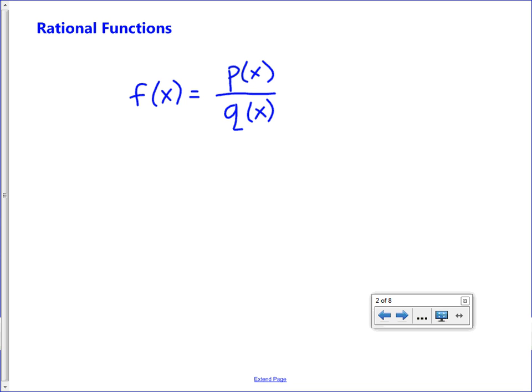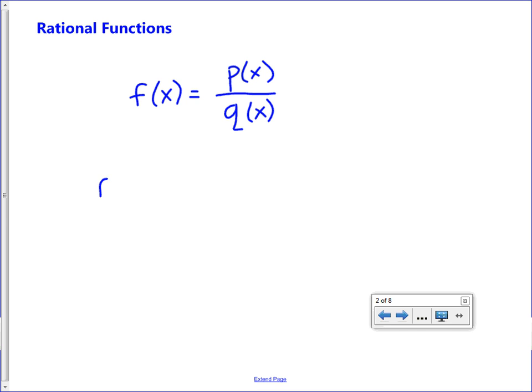And in a rational function, we're going to have some expression on the top involving x, and we call that p of x, and then some expression on the bottom involving x, and we call that q of x. So you might have x on top and bottom here. In some cases, we'll have it only on the bottom.